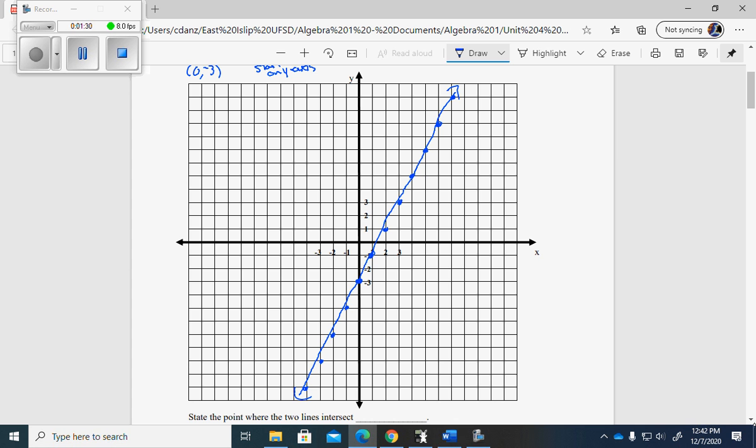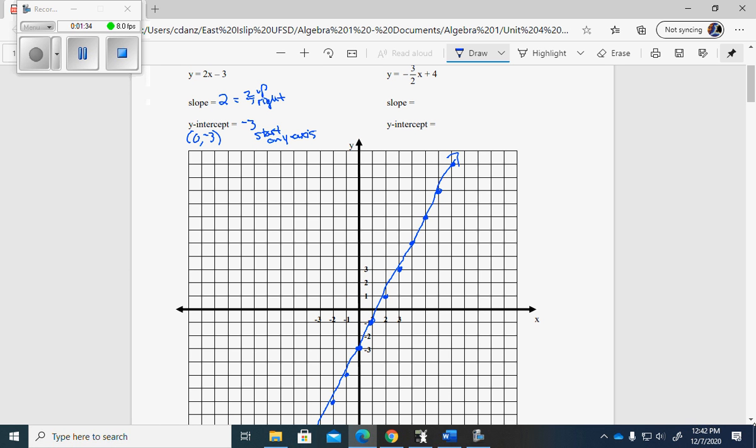Remember, in order to get full credit, your lines have to be extended to the edges of the graph. They do need to have arrows, and you do need to label it. The second equation, the slope is negative 3 over 2. The y-intercept is 4. That's really the point (0, 4), because it's on the y-axis. And if the slope is negative, it means to go down 3 and to the right 2.